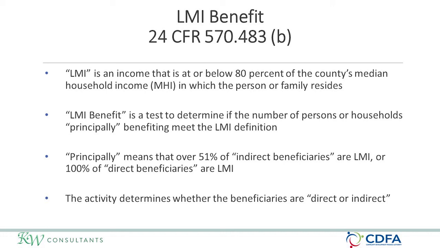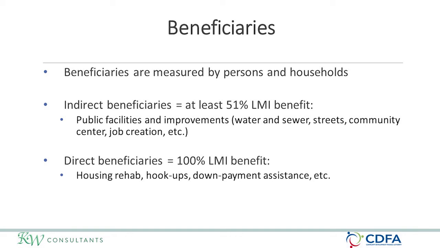And when we're determining an area benefit activity or a limited clientele activity, in order to prove that we met the national objective of LMI benefit, at least 51% of all indirect benefit activities have to meet the LMI household income, and 100% of direct beneficiaries must be considered LMI. And we're going to talk about this in more detail as we go through each of the eligible activities and national objectives. So, as I mentioned, beneficiaries are measured either by persons or by households.